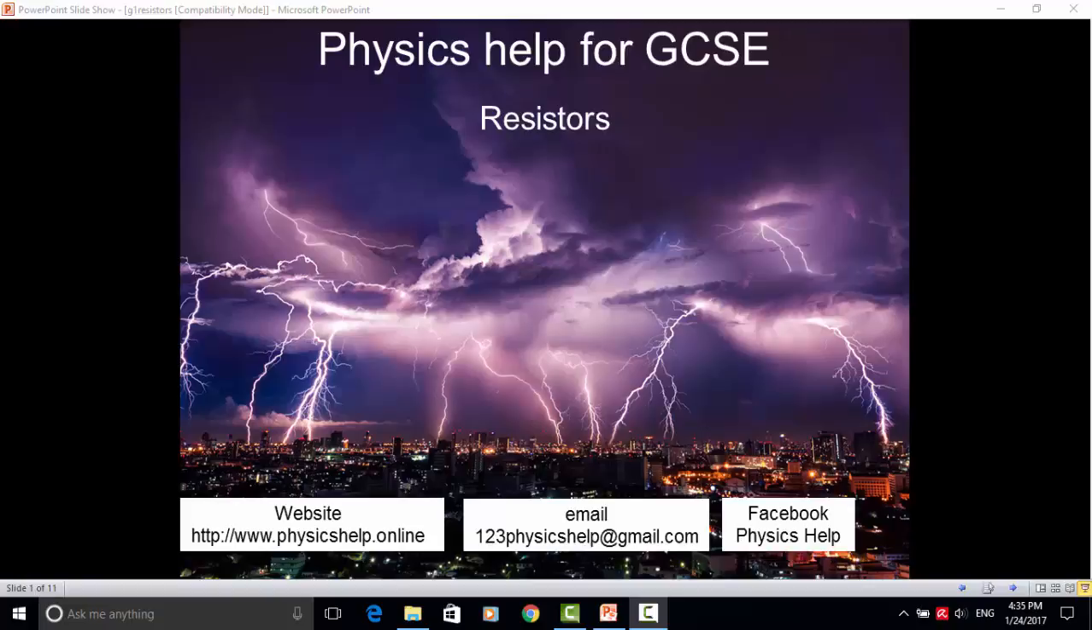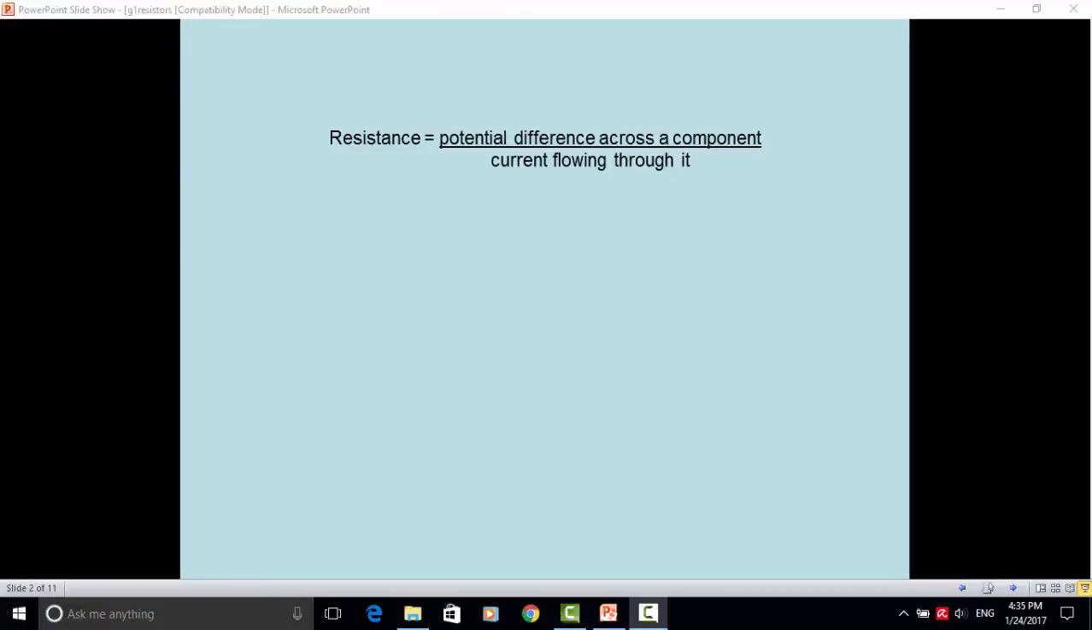Resistors. Resistance is given by the potential difference across a component divided by the current flowing through it. The formula is R equals V over I. The potential difference is in volts, the current in amperes or amps, and the resistance in ohms.